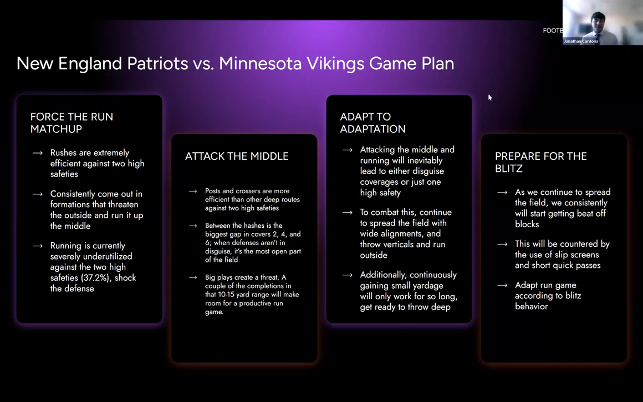Yeah, and just preparing for the blitz, we recognize that as we continue to spread the field in this game plan, we'll consistently start to get beat up the blocks. And if the Super Bowl is indicative of that, then that will particularly be true with the Patriots. But we're going to counter that by using slip screens and have the options for short and quick passes that the receivers will also be able to make reads for. And also, according to the blitz behavior that they show throughout the game, we'll be able to adapt our run game, as we kind of mentioned before.